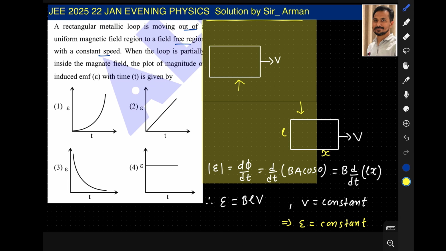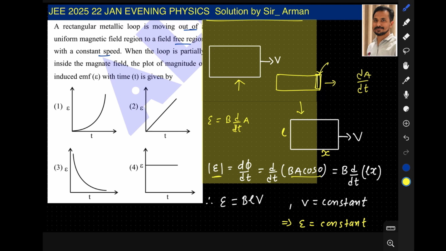See here, if I just talk about this part of the loop, this much area per second will come out, because the loop is moving forward with constant velocity. So every time a small amount of area is going out. So dA by dt is constant, dA by dt is constant. So we know from electromagnetic induction, or from Faraday's law, E is equal to d phi by dt. Now flux is equal to B A cos theta. Here the magnetic field is constant. So what we can write, EMF is equal to B, which is constant, times d by dt of area.